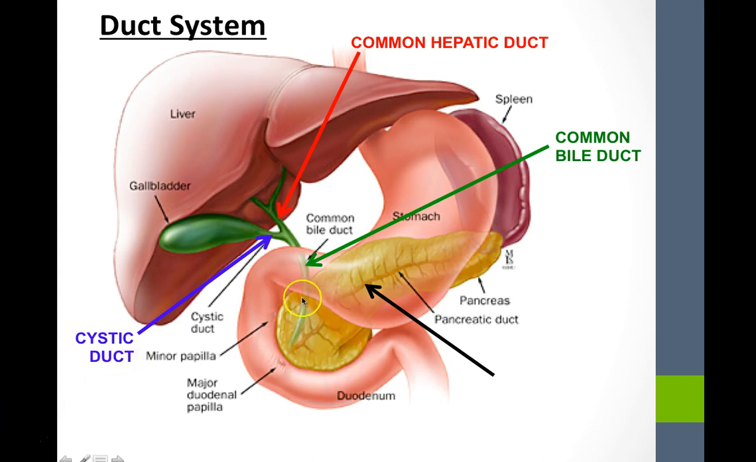And so you could see in this image that this common bile duct is merging with this main pancreatic duct and will lead to the major duodenal papilla. Now sometimes we will also have another branch off of this main pancreatic duct that will deliver the pancreatic juices through a minor papilla or minor duodenal papilla.